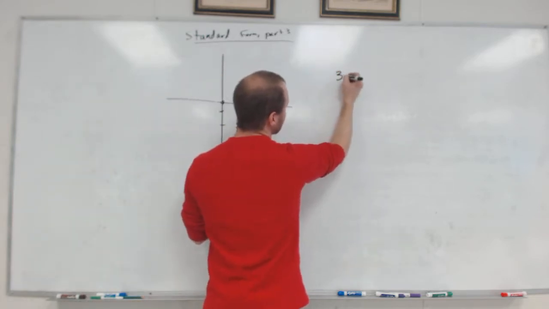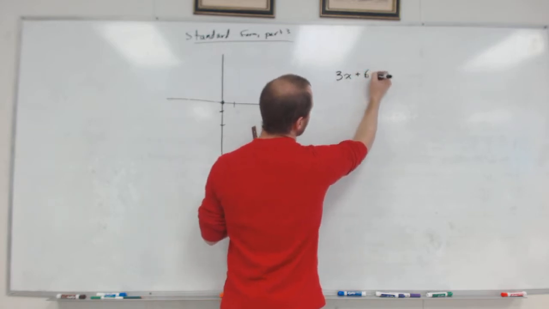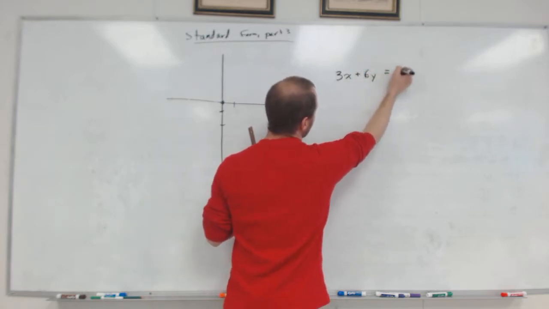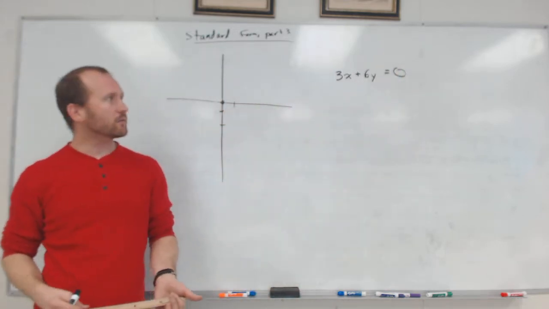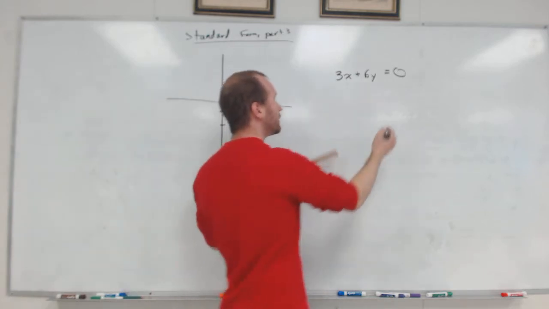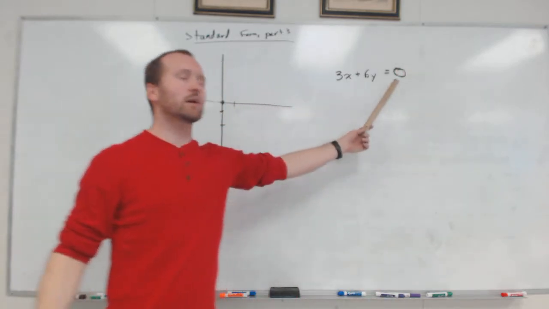What if I had something like this? 3x plus 6y equals 0. How would I convert that into slope-intercept form? First of all, do I need to? Because it equals 0, so I do.